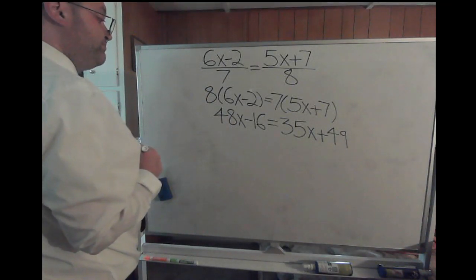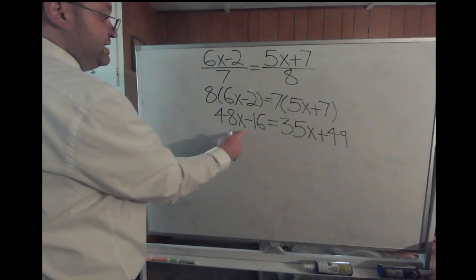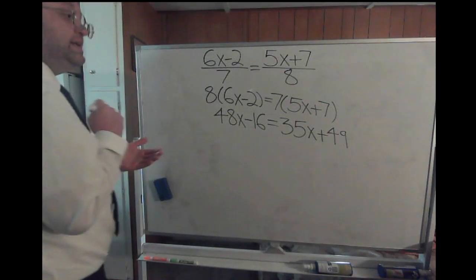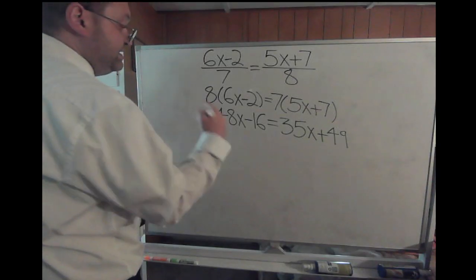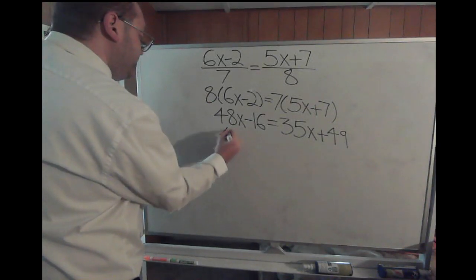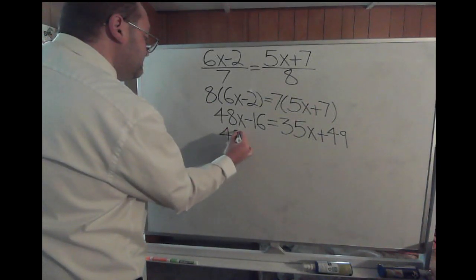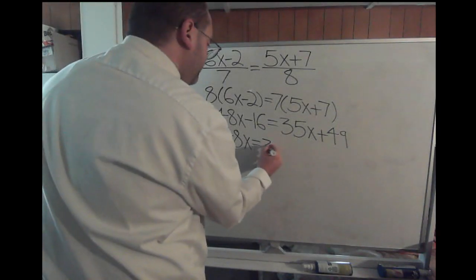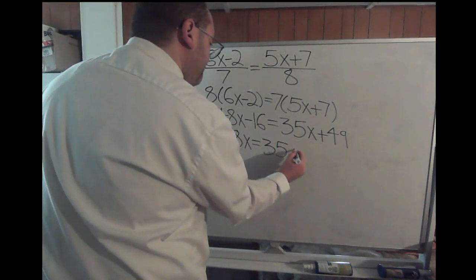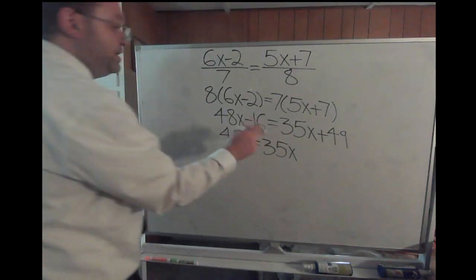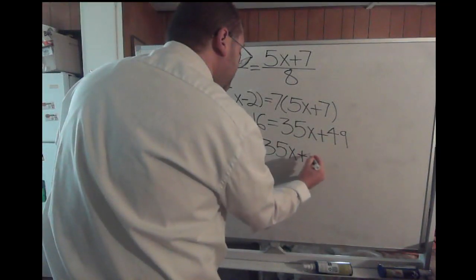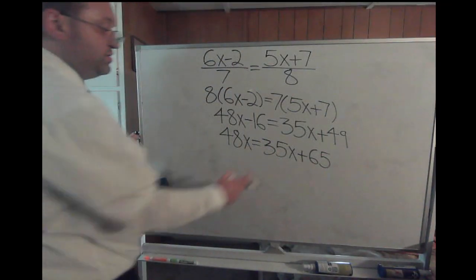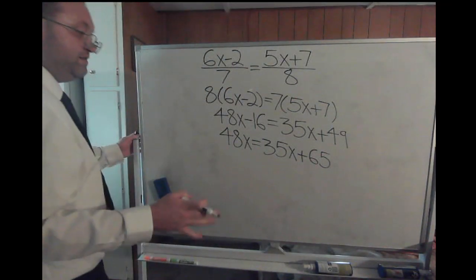Alright, well, we want to get that 48x by itself on the left side. We have a minus 16, so we need to add 16. If we add 16 to the left side, you just get 48x. Set that equal to the right side, so you would still have 35x. Now you have positive 49 plus 16, that'll give you 65. So now you have 48x equals 35x plus 65.